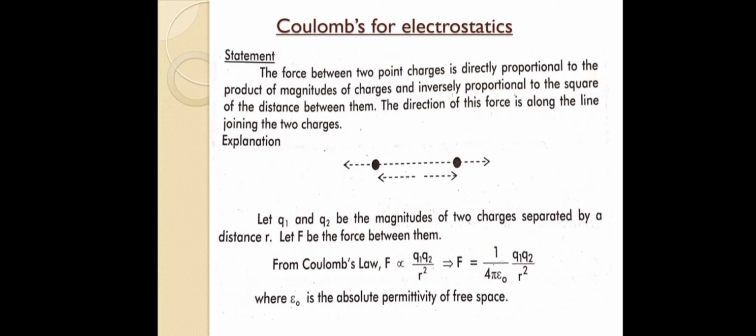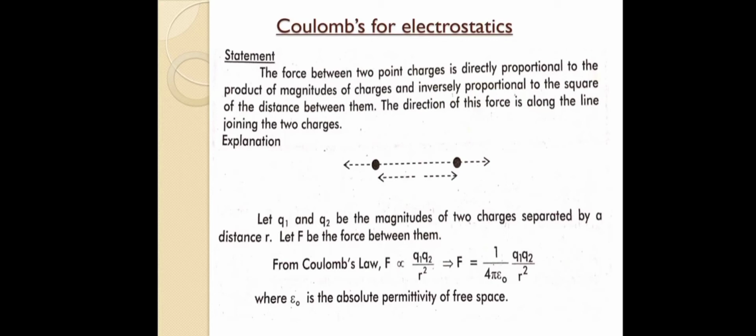If the magnitudes of the charges are Q1 and Q2, then the force of attraction or repulsion is directly proportional to the product of the magnitudes, that is Q1 into Q2. Similarly, it is inversely proportional to the square of the distance between them. If the distance between the two charged particles is r, then it is inversely proportional to the square of that distance. So mathematically, Coulomb's law can be written like this.